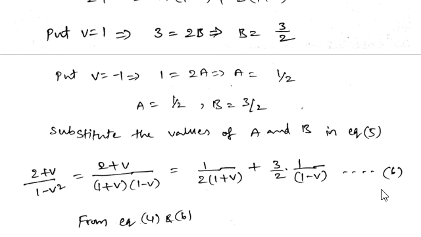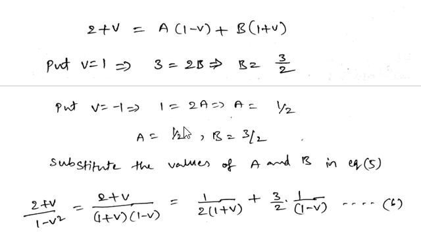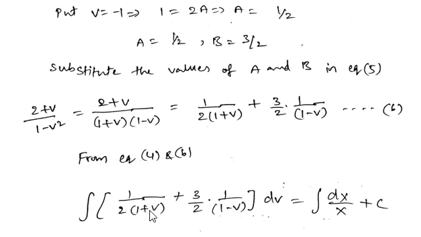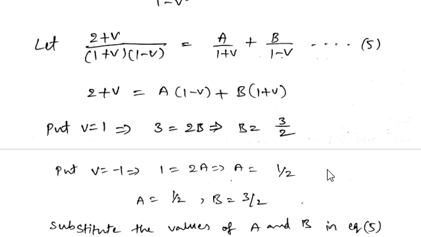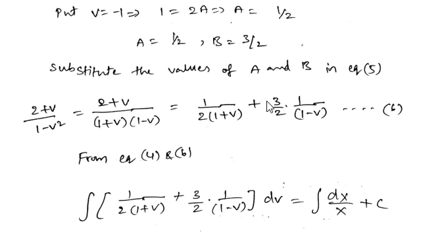Let us take this as equation number 6. If you observe equation number 4 and equation number 6, in the place of (2 plus v) by (1 minus v square), you can write 1 by 2 into 1 by (1 plus v) plus 3 by 2 into 1 by (1 minus v). So we are writing the integration of 1 by 2 into 1 by (1 plus v) plus 3 by 2 into 1 by (1 minus v) dv, and the right side is as it is, integration of dx by x plus c.